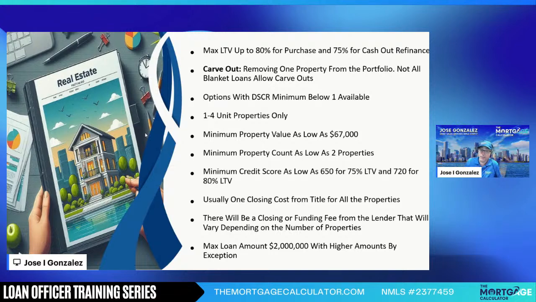If it's 10 properties, it just means they may say 1 to 5 properties is $500, 6 to 10 properties is $1,000, and so forth and so on, depending on the number of properties that are in the blanket loan. Please do note the maximum loan amount is $2 million. However, higher amounts are definitely possible on an exception basis. Submit your file and compensating factors, and they'll get back to us regarding what is possible for the scenario.